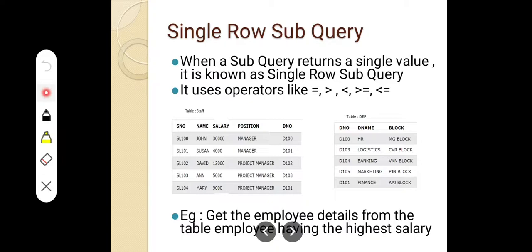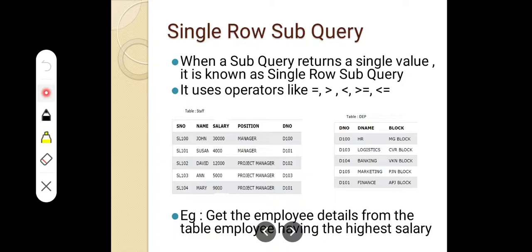Here we are demonstrating the concepts using the same tables that we have seen in the previous sessions, the staff table and the department table. Using the same tables, we are demonstrating the concepts. Clear? Here they have asked to get the employee details from the table, the employee having the highest salary. Employee means the staff. Get the staff details from the table staff, not employee. The table name is staff, having the highest salary.